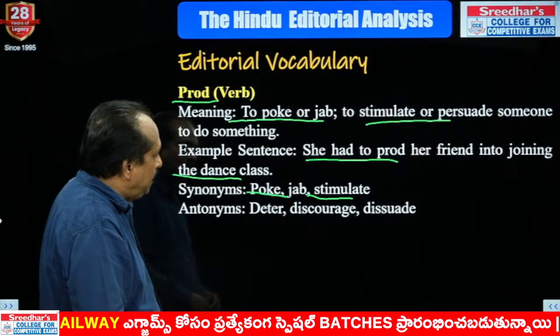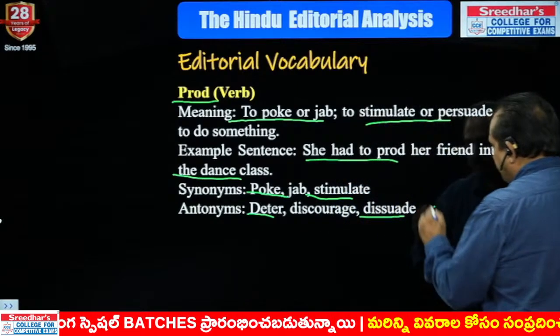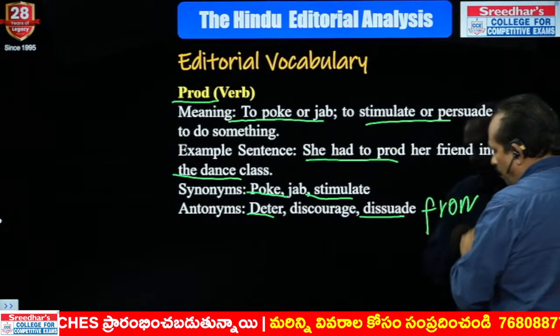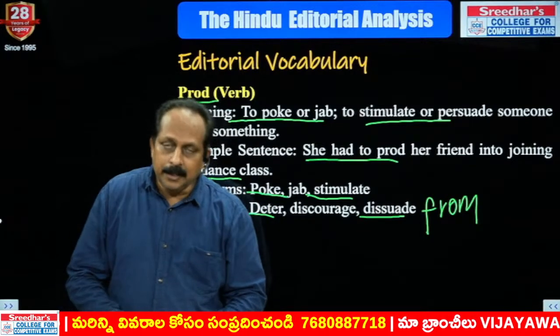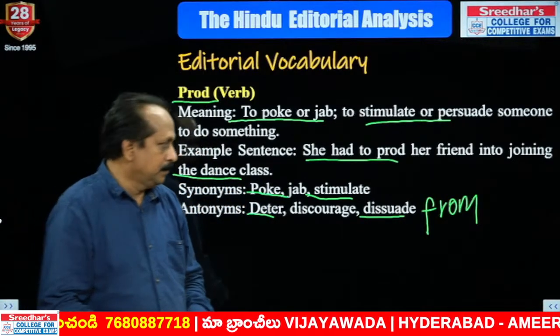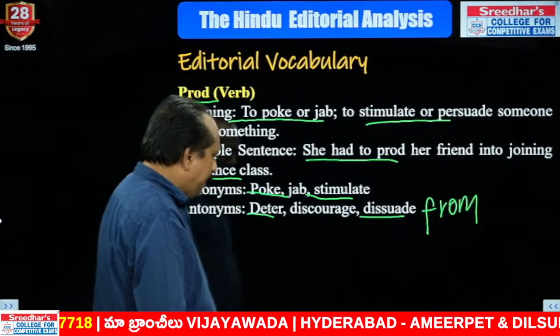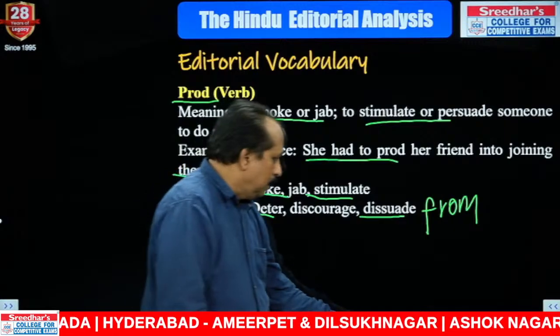Deter, discourage, dissuade. The word dissuade, given a few times, takes a preposition from. Persuade means convince someone to do something. Dissuade, convince someone not to do something. Quite opposite. Important word. Deterrent, we have got many a time, that prevents something, acts as a hurdle.